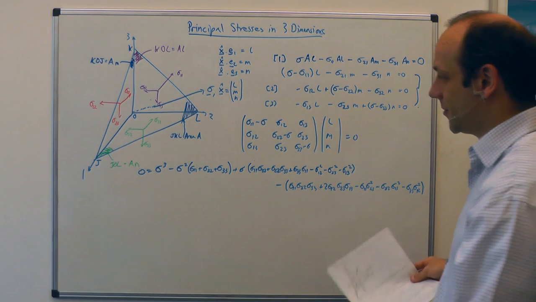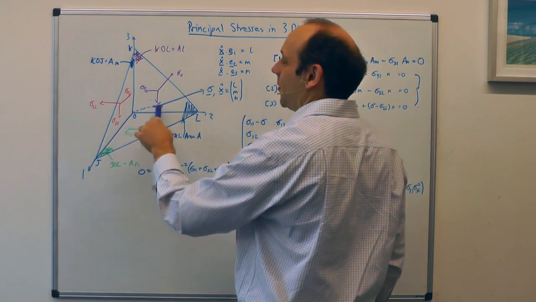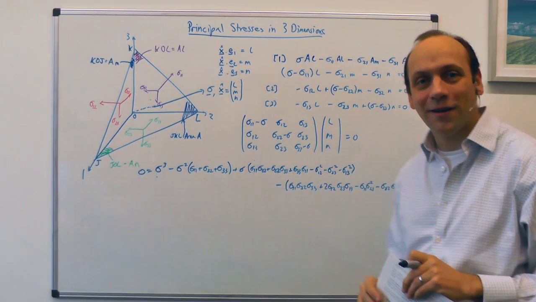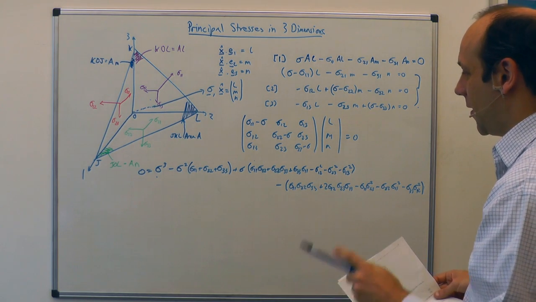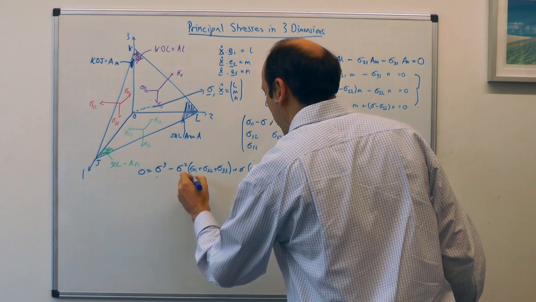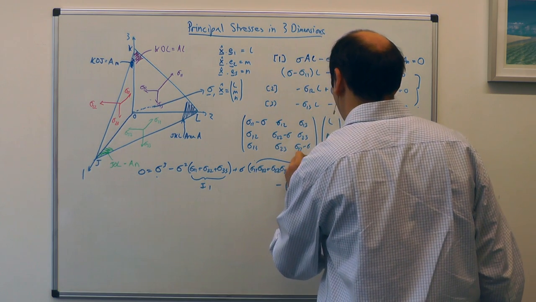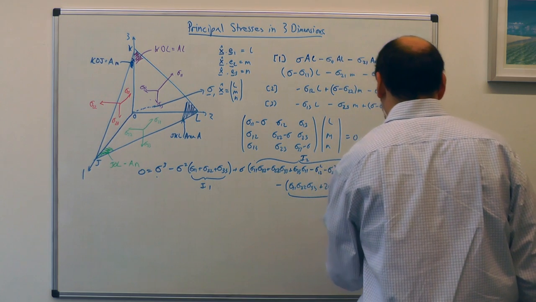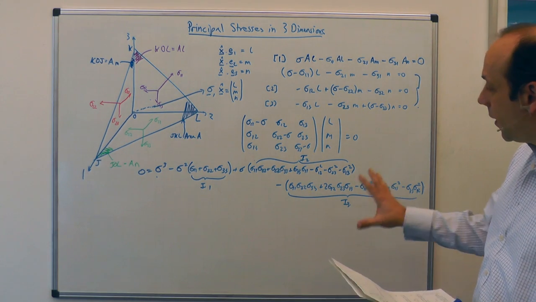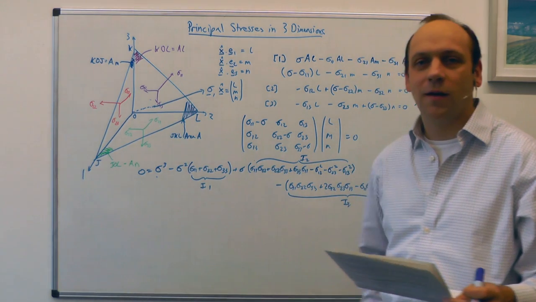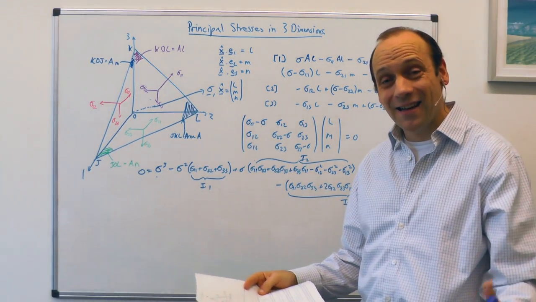That has three roots, because it's a cubic for sigma, and those are the three principal stresses. Those are the three solutions where there's no shear on this inclined plane, which was the condition I originally put on it. Those three principal stresses are determined by these three coefficients, this one here, and this one here. So these three coefficients, I1, I2, and I3, are something fundamental about the system that determines what the principal stresses are.